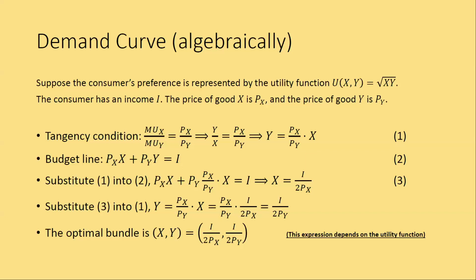So the optimal bundle for the consumer is (x, y) equals I divided by 2 times px and I divided by 2 times py. And I want to emphasize that this expression really depends on the utility function, and different utility functions will represent people's preferences over different kinds of goods. So this expression is a special case of this utility function and is definitely not the general case. I'm using it as an example to show some of the things in this lecture.